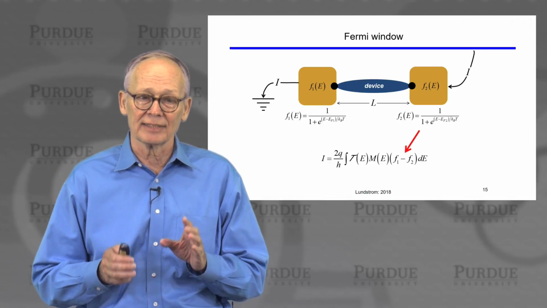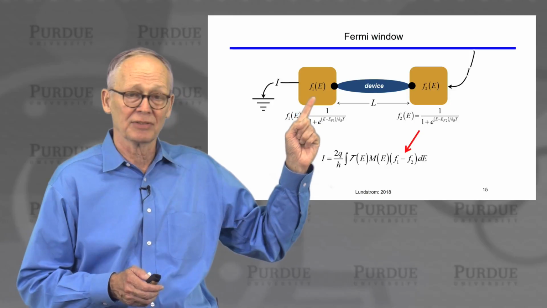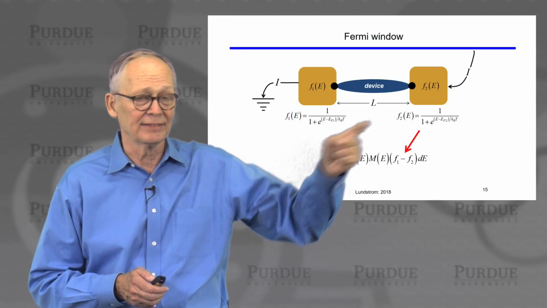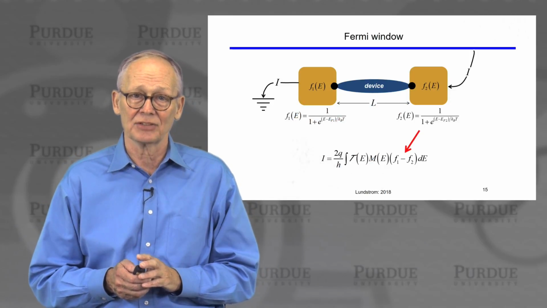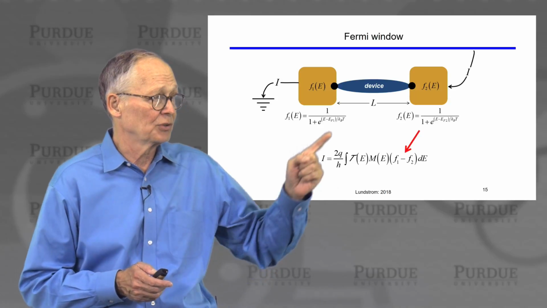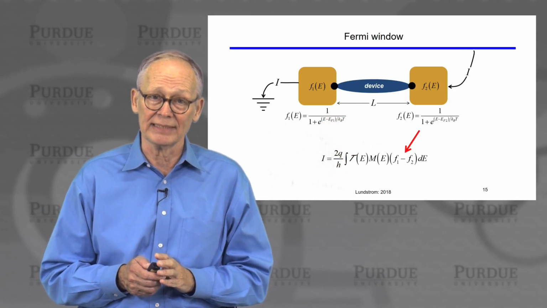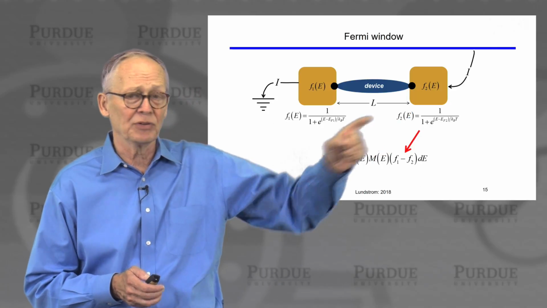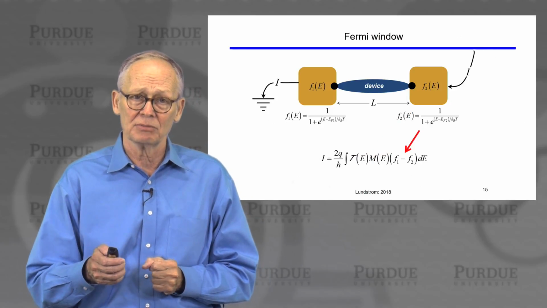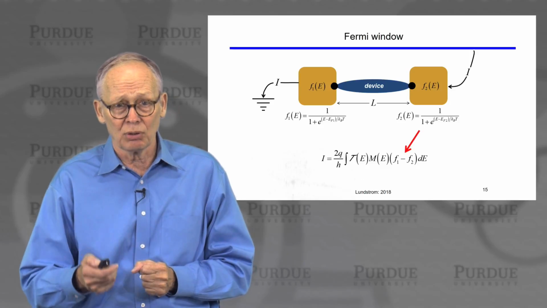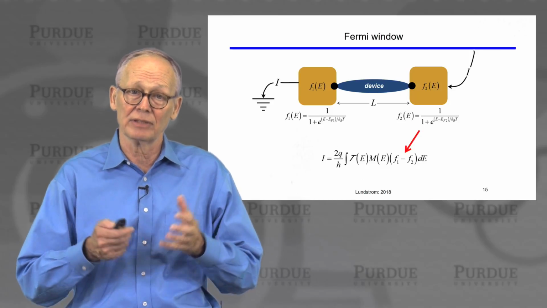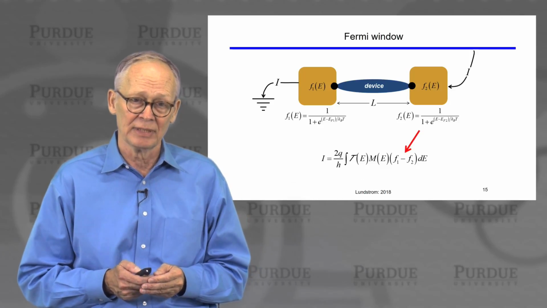but we also have an F1, F2. Current does not flow unless the Fermi function of contact 1 is different from the Fermi function of contact 2. It can be different for two reasons. It can be different because their Fermi levels are in different places. And you'll recall that if you apply a positive voltage to contact 2, you pull down the Fermi level in contact 2, and then you have a difference in Fermi levels.